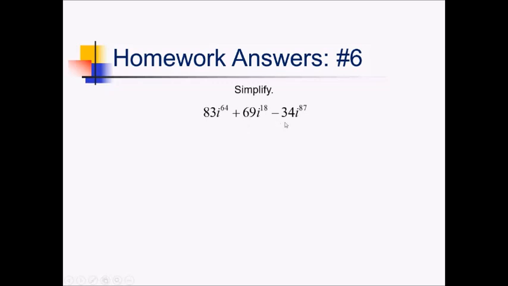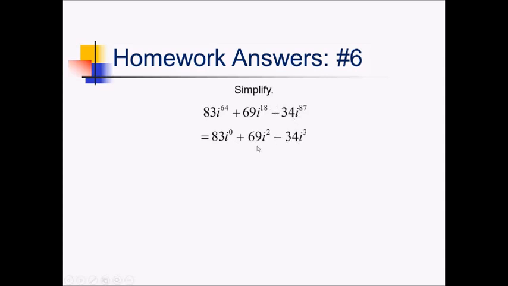Before we can add or subtract these together, we need to simplify all these powers of i. Now here we're just figuring out where we are in that cycle of 4. So 64, if you divide that by 4, you have a remainder of 0. So this is really the same as 83i to the 0. And if you divide 18 by 4, you would have a remainder of 2. So we can write plus 69i to the 2. And finally, 87 divided by 4 gives a remainder of 3. So this is -34i to the third.